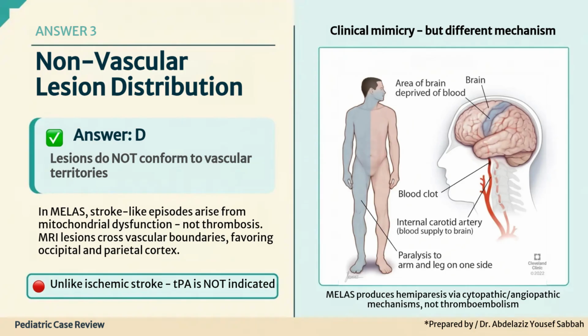In MELAS, stroke-like episodes arise from mitochondrial dysfunction, not from thrombosis or blood vessel occlusion. As a result, the lesions on imaging cross vascular boundaries, favoring the occipital and parietal cortex, rather than respecting a single arterial supply. This is a critical distinction. Because the mechanism is cytopathic and angiopathic rather than thromboembolic, tissue plasminogen activator is not indicated. Treating these episodes as an ordinary ischemic stroke would be inappropriate and potentially harmful. The non-vascular distribution is one of the most useful diagnostic clues.